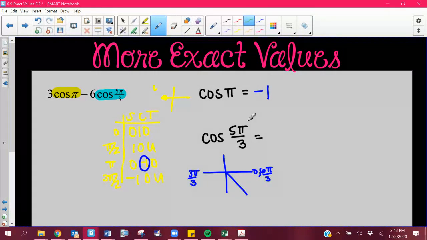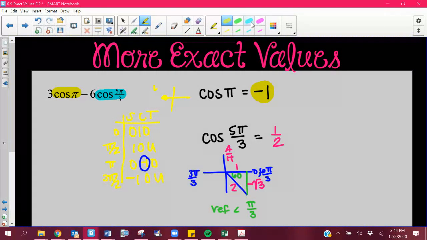Again, I'm going to make my reference angle or find my reference angle. Should be pi over 3, which is 60 degrees. Now I can fill out my right triangle. Opposite my 60 should be root 3, and it'll be negative since it's in quadrant 4. Opposite my 30 is 1, and then my hypotenuse is 2. So the cosine of 5 pi over 3 is going to be my adjacent over my hypotenuse. So it'll be 1/2.